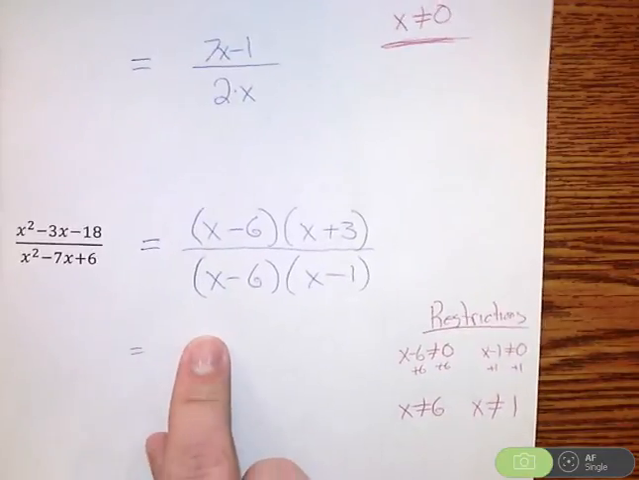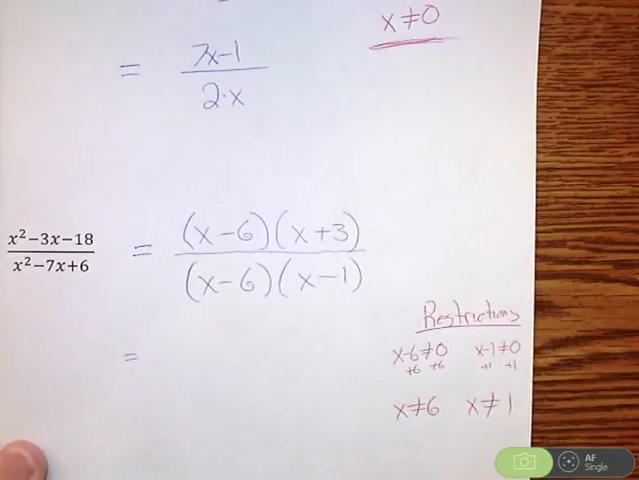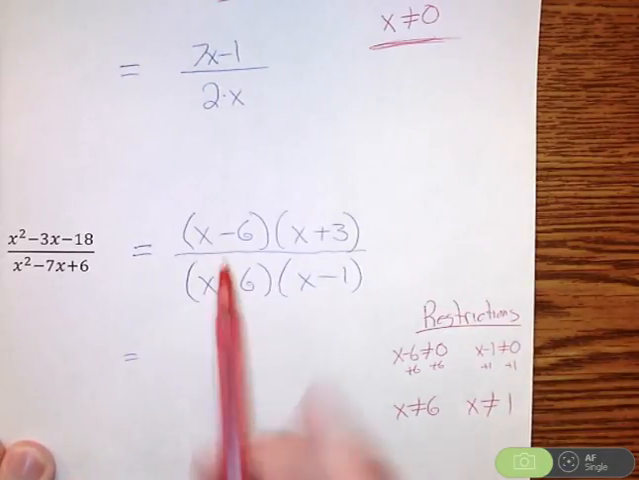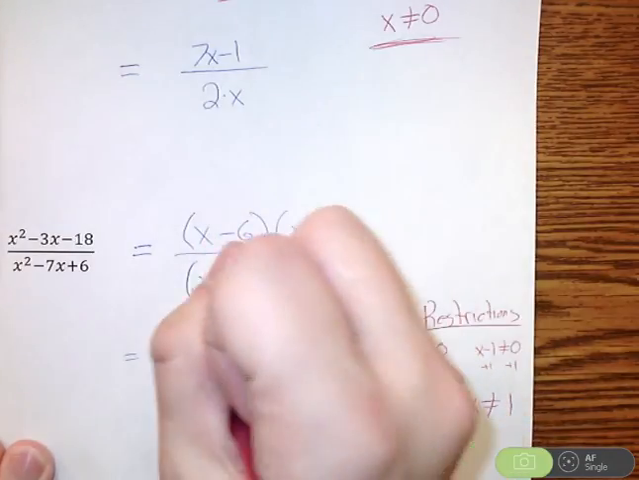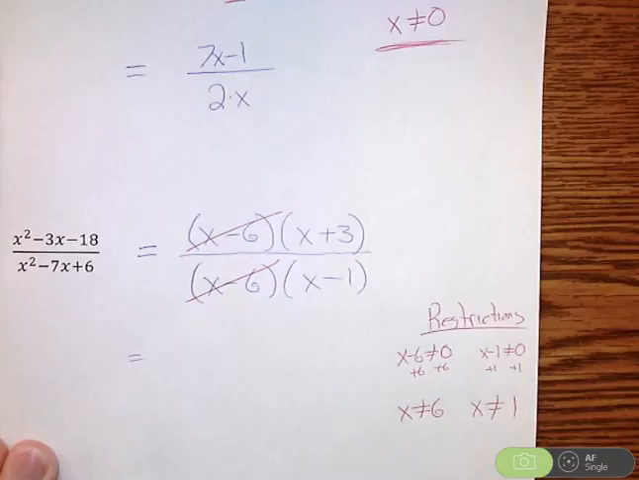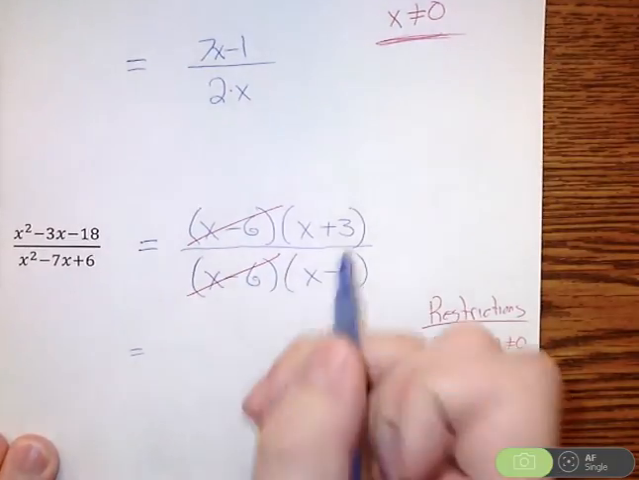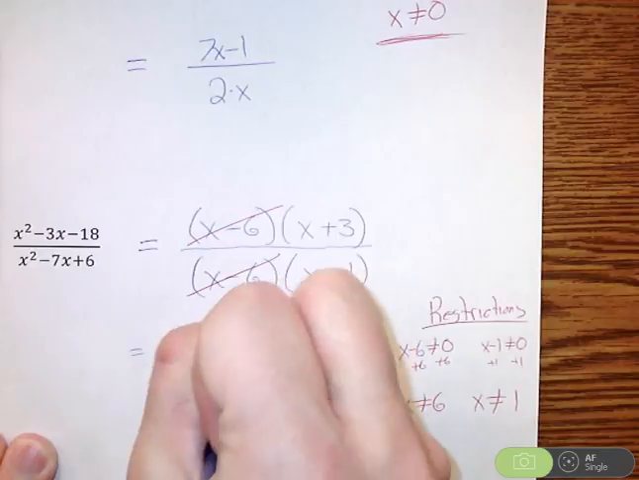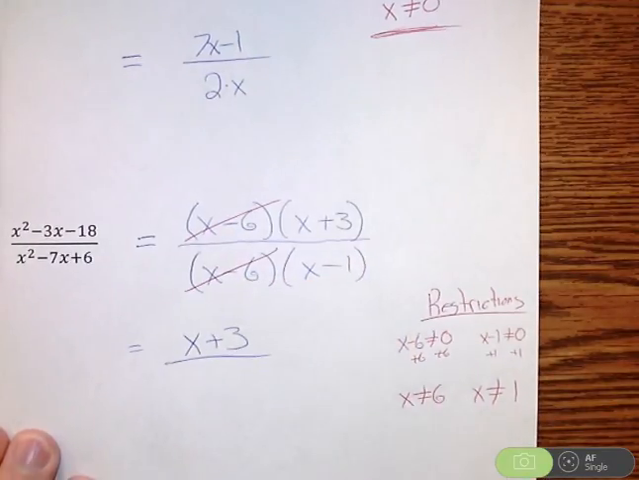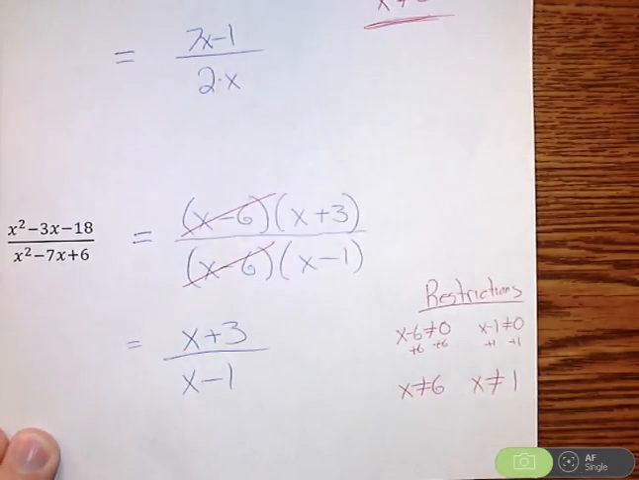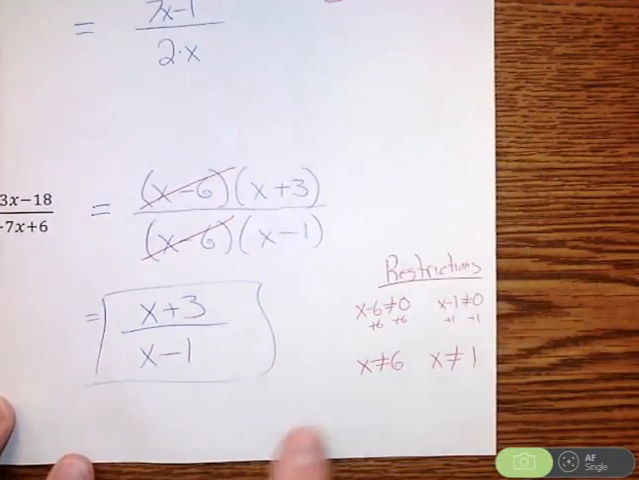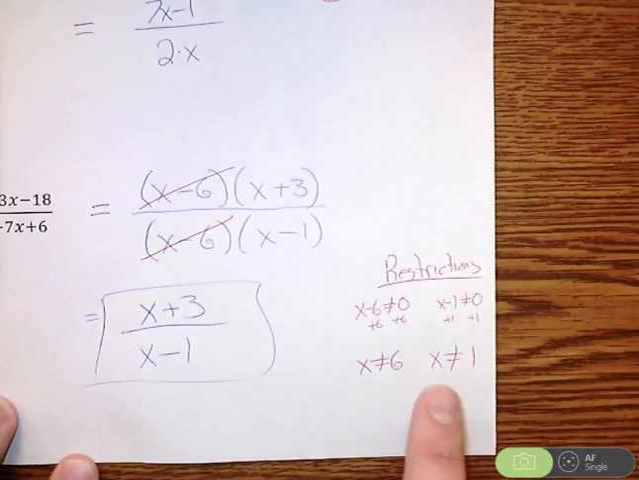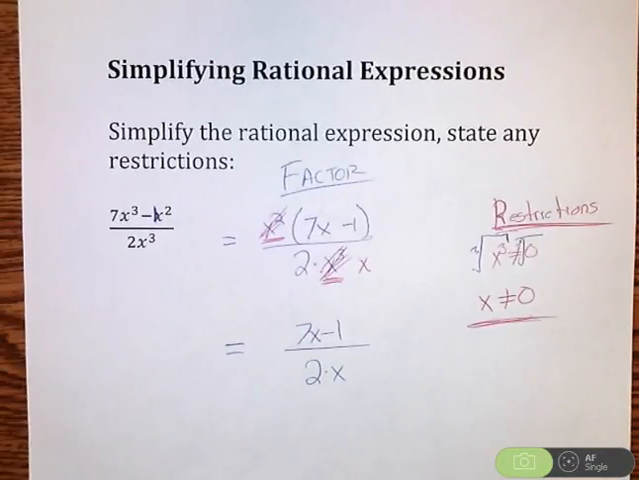Back to the problem, once I'm factored, notice how I have an x minus 6 on top and bottom. That's the same piece on top and bottom, so those two pieces divide to 1. When we simplify, those two pieces are gone. All I'm left with on top is the x plus 3 piece, and on bottom I'm left with x minus 1. So my simplified answer is x plus 3 divided by x minus 1, with restrictions: x cannot be 6 and x cannot be 1. And that was simplifying rational expressions.